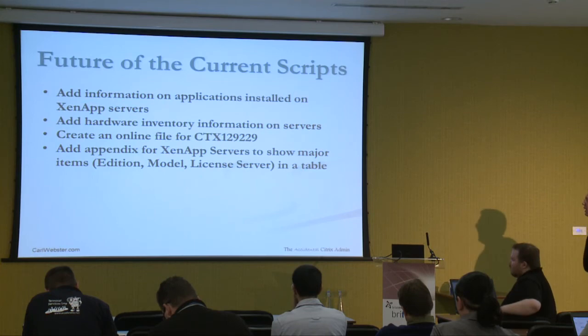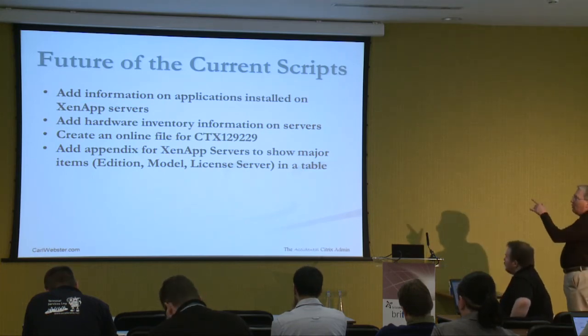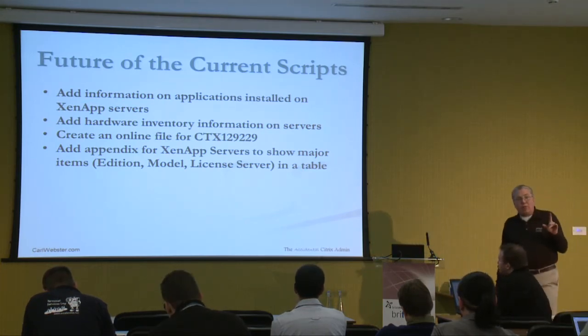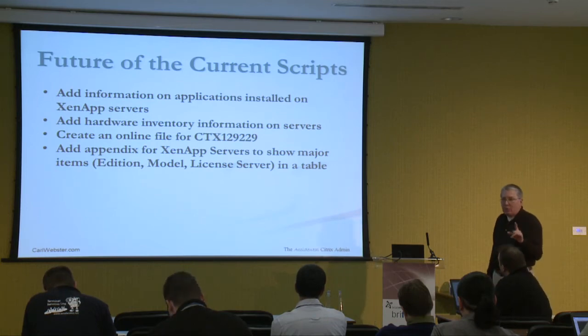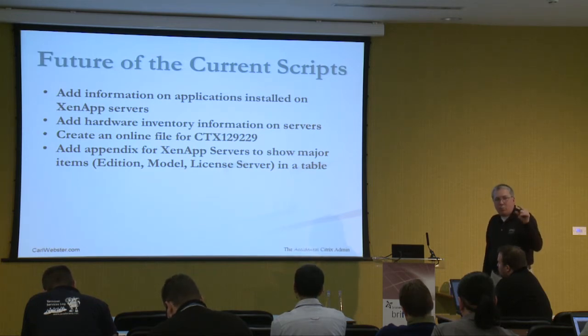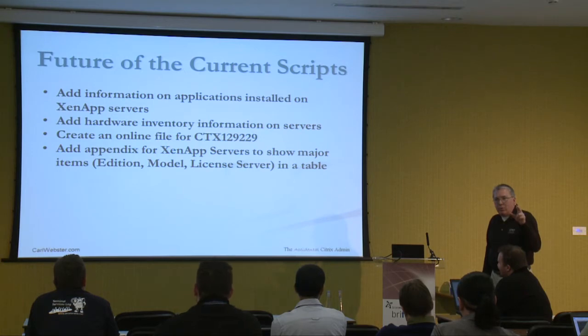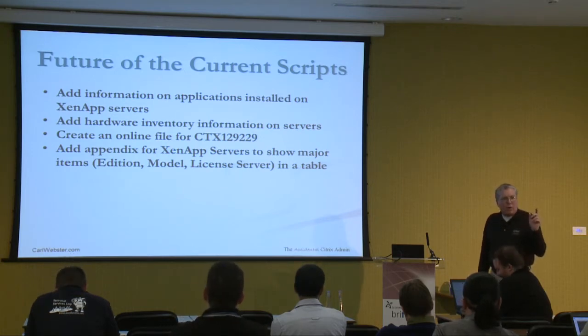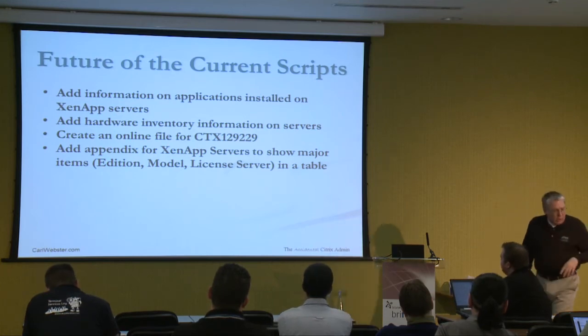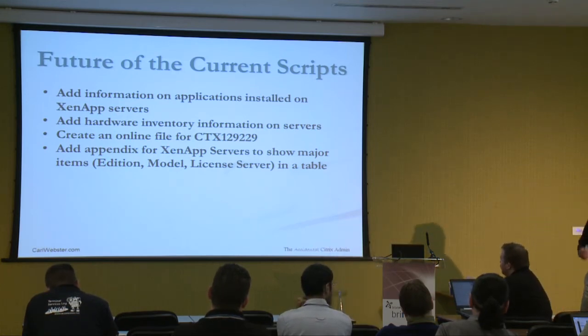Add an appendix for XenApp servers to show major items, edition, model, license server. When I was doing the XenApp 5 script for that customer, what I noticed was that not every server was set for the same product edition or used the same license server. And so I brought that up to them. They were like, oh, they're all supposed to be the same. So I created a script that's on my website, Finding Mismatched Servers.